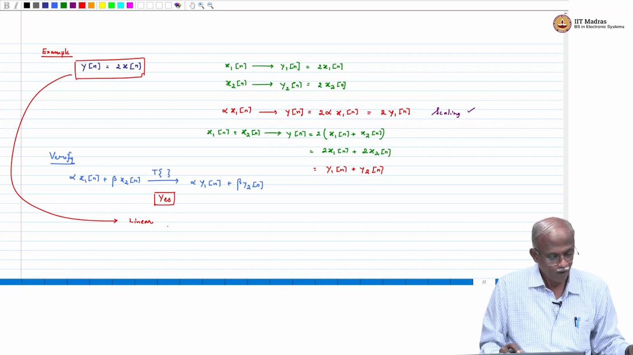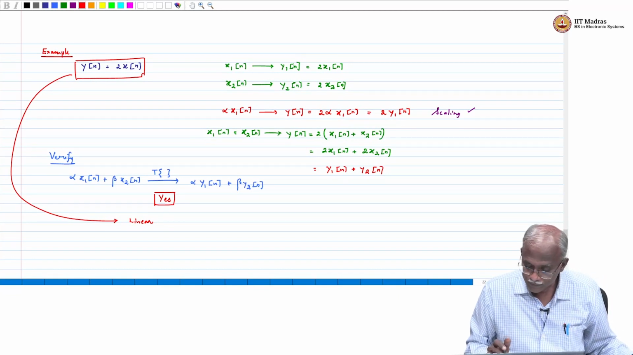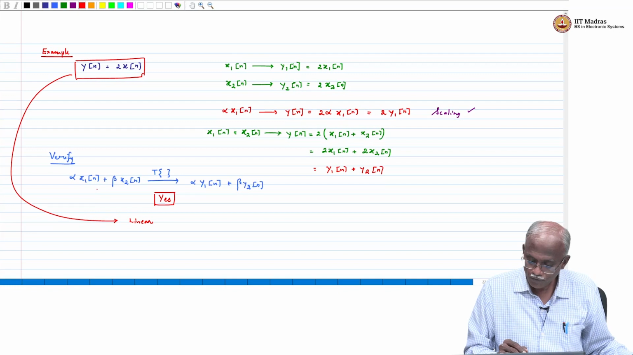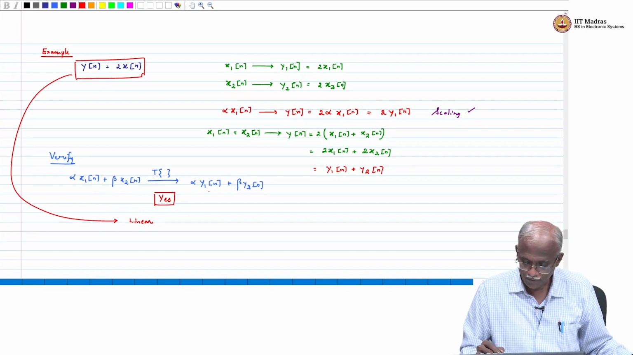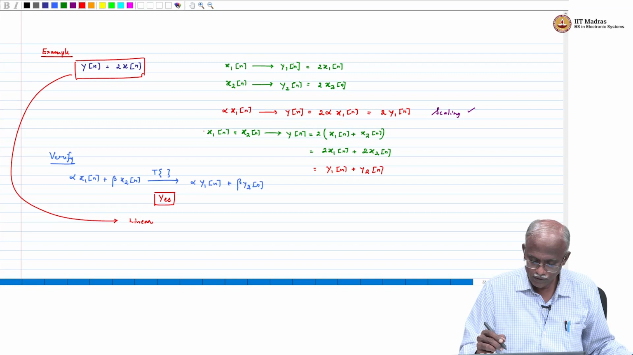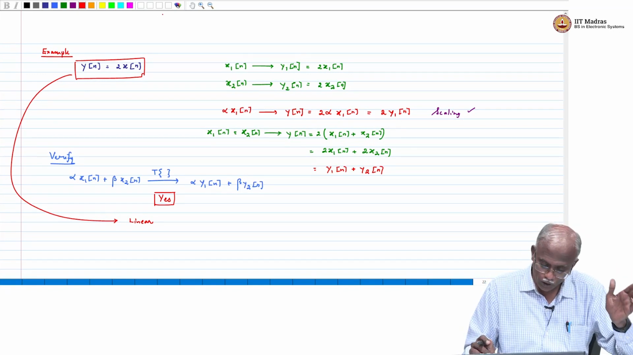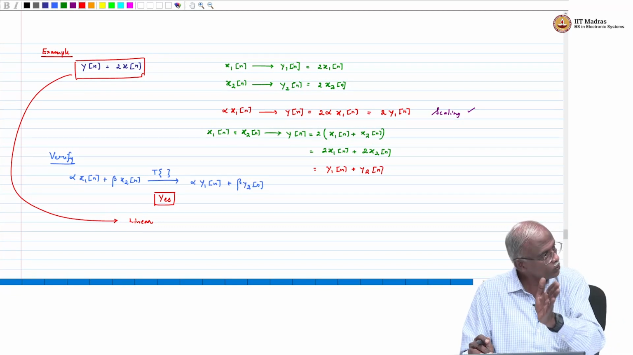So that should be alpha, right? Which one? 2y1 of n you have written, scaling. Alpha x1 of n will produce alpha y1 of n. No, you have written 2y1 of n. Scaling. Oh, correct. It will be 2 alpha x1 of n plus 2 beta x2 of n.